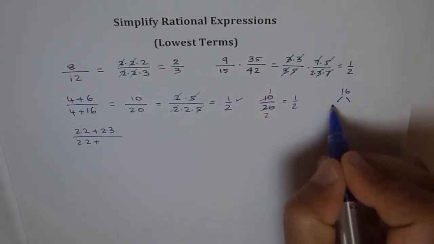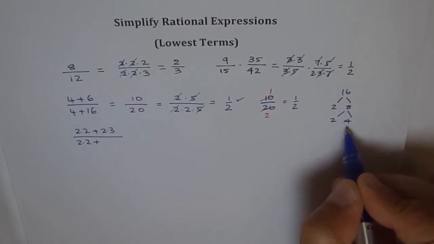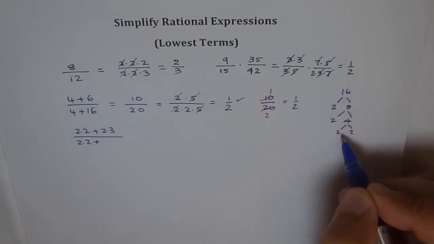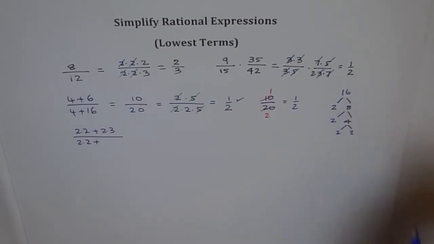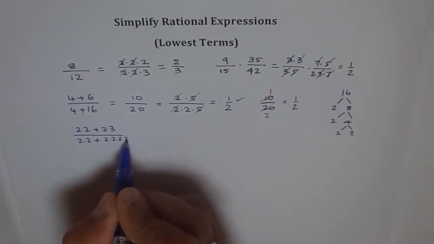16 can be written as 2 times 8, right? And then 8 could be written as 2 times 4, and 4 could be written as 2 times 2. So this is prime factorization. 16 is equal to 2 times 2 times 2 times 2, or 2 to the power of 4, correct? So at present, I will write just 2 times 2 times 2 times 2, correct?